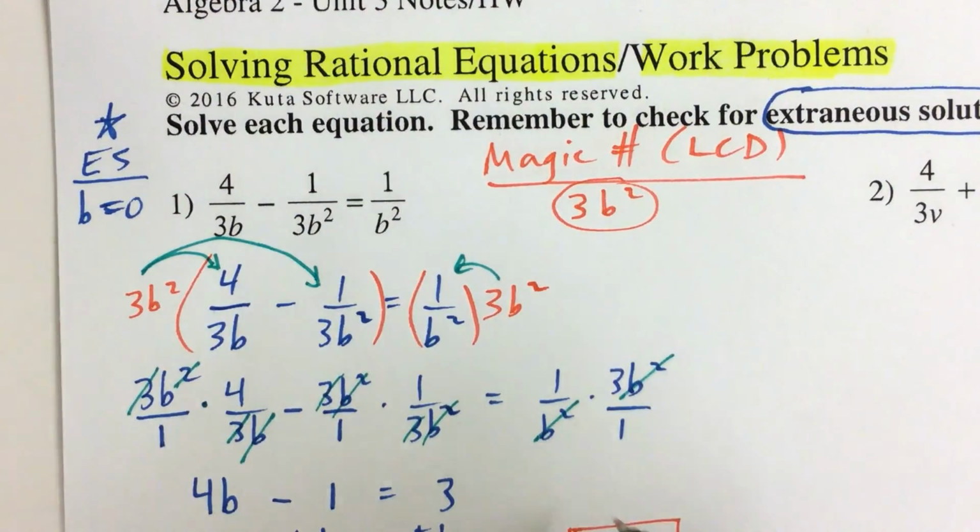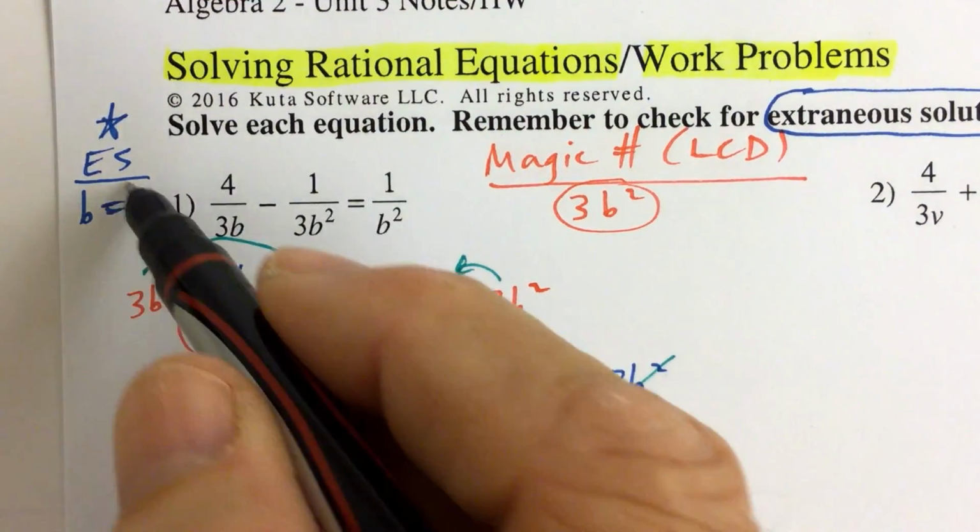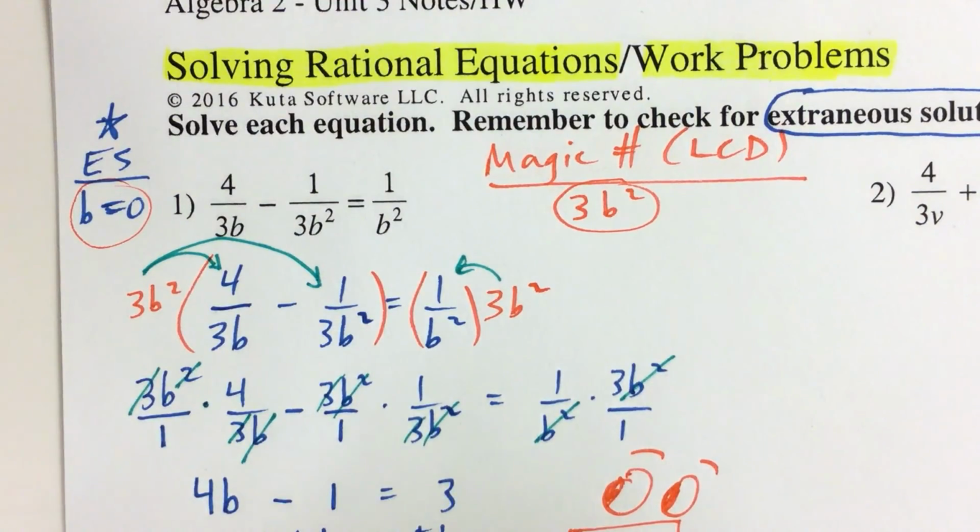And then we check. We always check. We look back at what we initially identified as the possible extraneous solution, and this doesn't match that one, so b equals 1 works. b equals 1 would make this equation true, so check, and we're done.